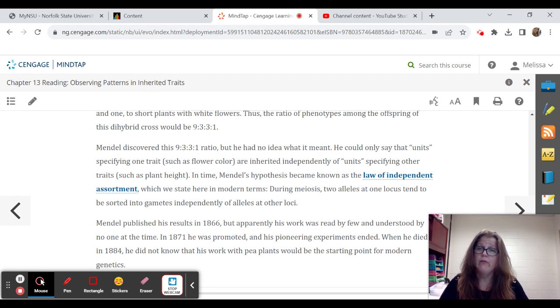So those are two different traits: the height of the plant, it being tall or short, and the color of the flower, purple or white, are two different genetic traits that can be inherited separately. And the law of independent assortment: alleles on one locus tend to be sorted into gametes independently of alleles at other loci for that particular trait or those traits.